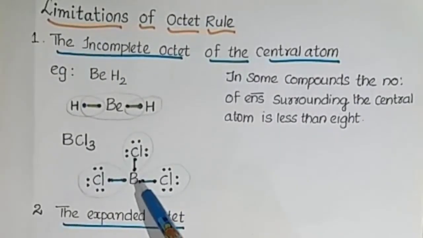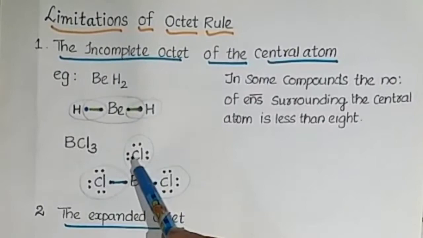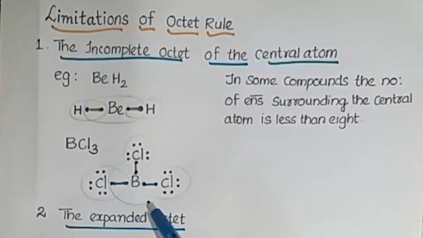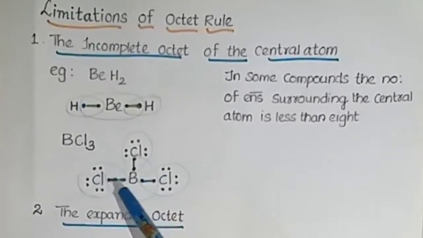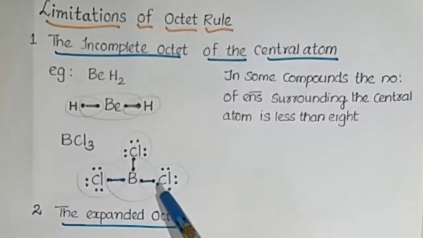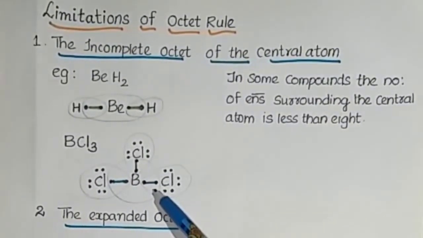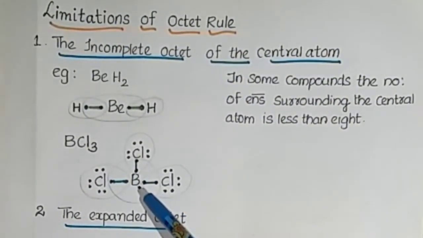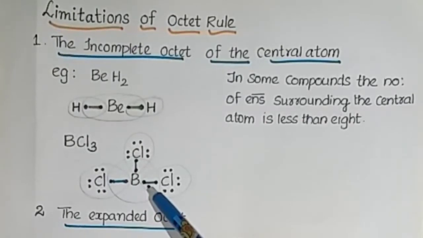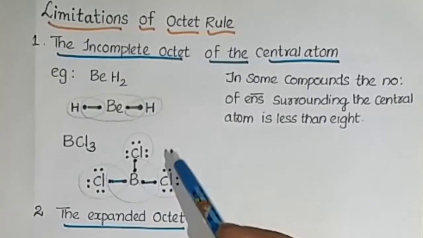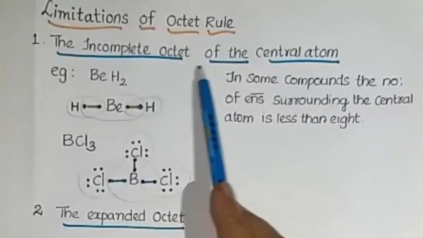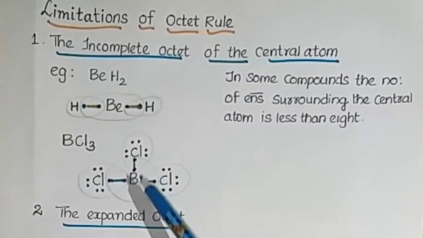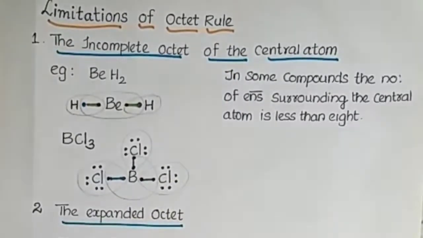Then listen here, boron. How many electrons are surrounded? 1, 2, 3, 4, 5, 6. Only 6 electrons are surrounded by this boron atom. So it does not complete its octet. So this is another example of incomplete octet of the central atom. That is a limitation of this octet rule.